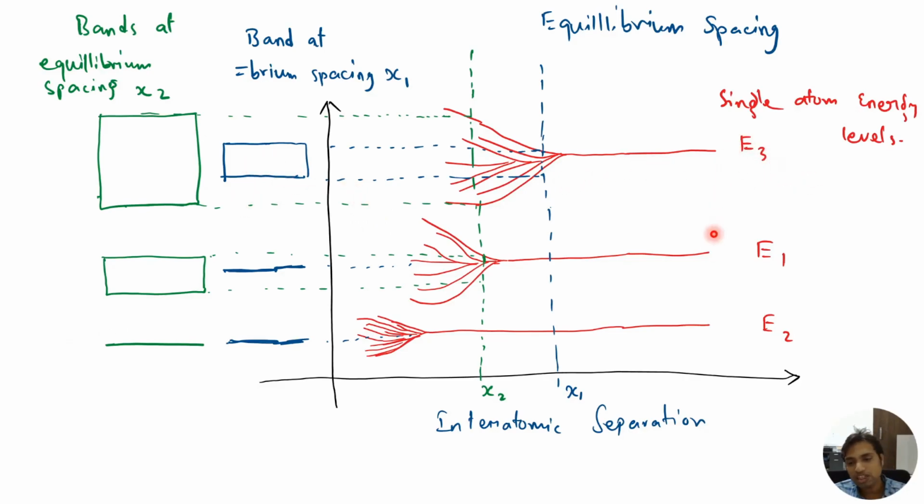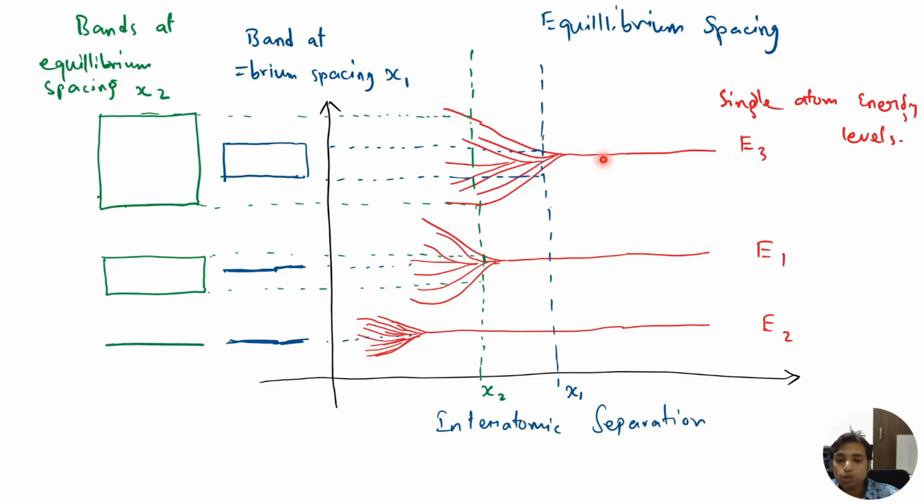Let's say you have 100 atoms. When all of them are far apart, we look at three energy levels, E1, E2 and E3. When you bring them closer, E3 is your highest energy level, or the outermost orbital.